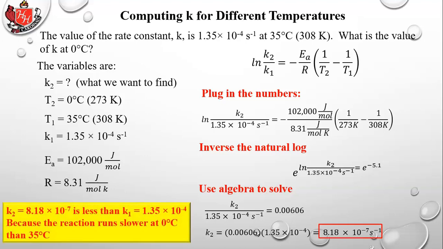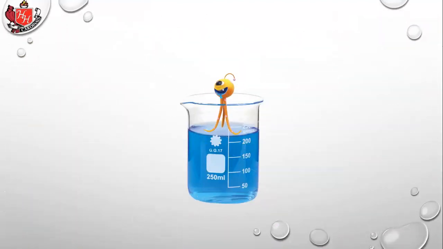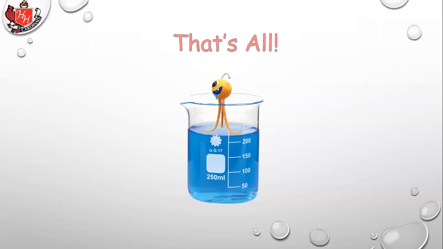So K2 equals 8.18 times 10 to the negative 7th is less than K1, 1.35 times 10 to the negative 4th, because the reaction runs slower at 0 degrees centigrade than at 35 degrees centigrade. And that takes care of our lesson on collisions, and I'll give you a few problems to practice on this.